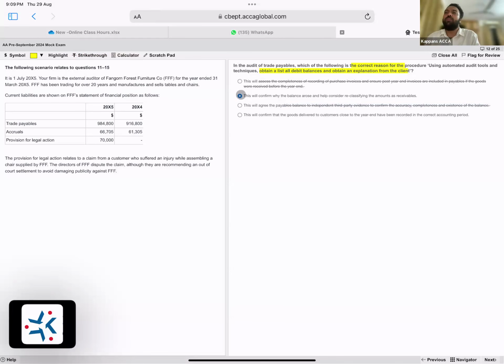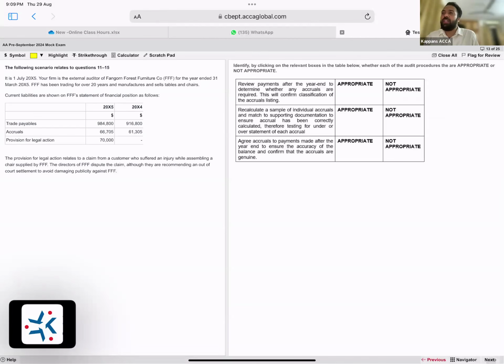So the reason for obtaining a list of debit balances and obtaining the explanation is that a trade payable will not have a debit balance. A trade payable will have a credit balance. So maybe this has to be reclassified as receivable. Option B is the correct answer.